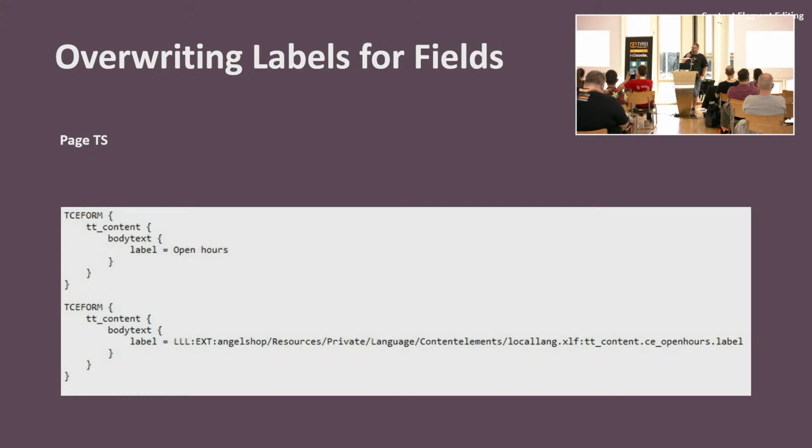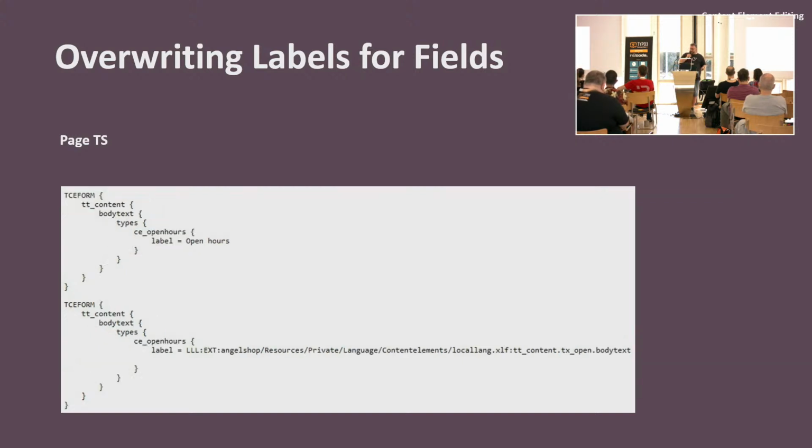But now you have a problem when you just do this. This is global, this is for all elements, but you want it for only one element. That you can do with the types. You will see here the TCEFORM, tt_content, bodytext, and now it's a little bit magic, the types, and then here you can override the labels for the CTypes, so the CTypes you want. Here it's the same, you can do it with a simple string. When you have a backend with multiple languages, you can do it with the locallang files.